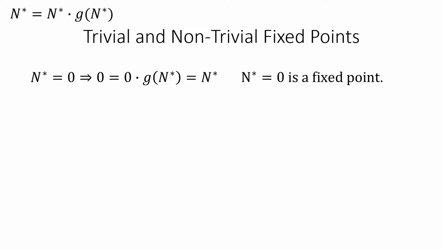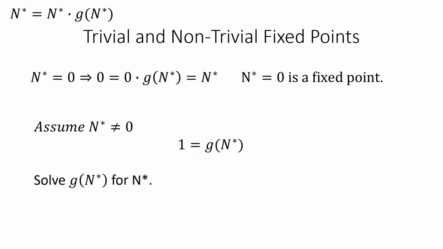Now because of this, we assume that there exists a non-trivial fixed point, n star greater than 0. It's worth noting that population cannot be negative, thus populations greater than or equal to 0 are the only biologically relevant populations. Using the definition of n star equals n star times g of n star, and we know that n star is non-zero, this allows us to divide both sides of the equation by n star, resulting in 1 equals g of n star, which in most cases can be solved algebraically for n star, finding the other fixed point of your model.